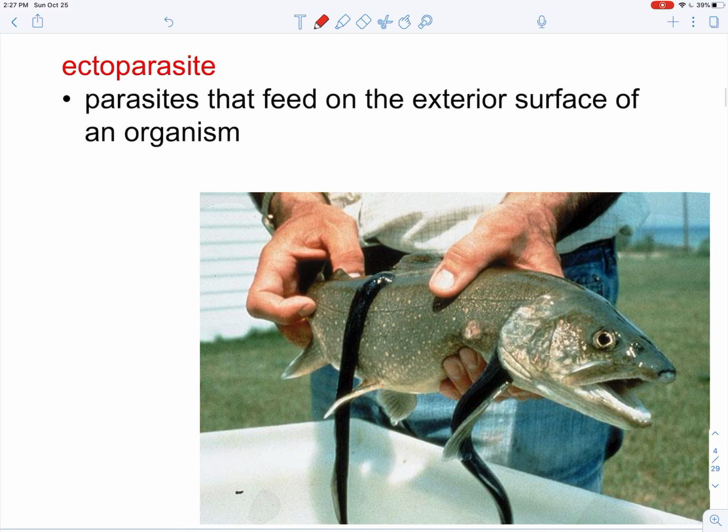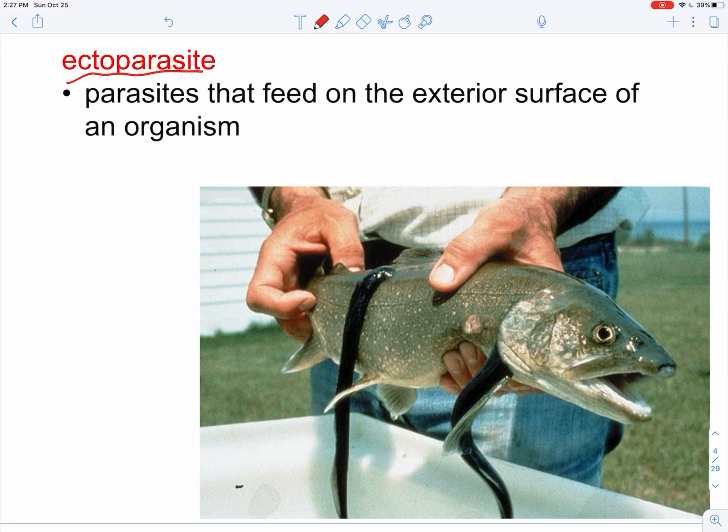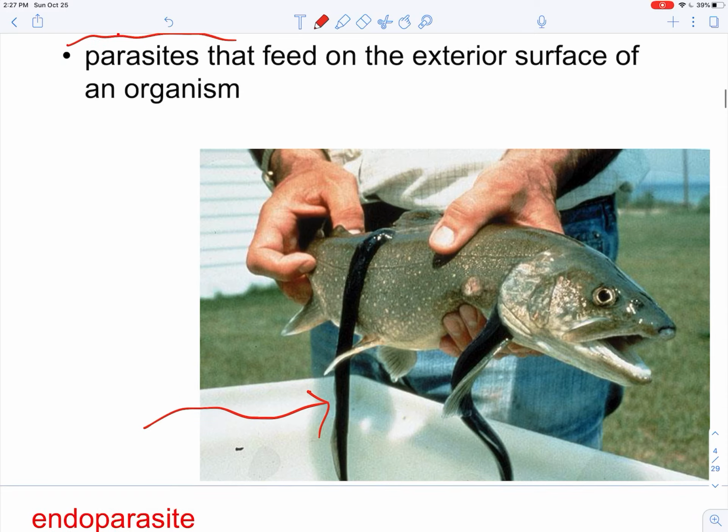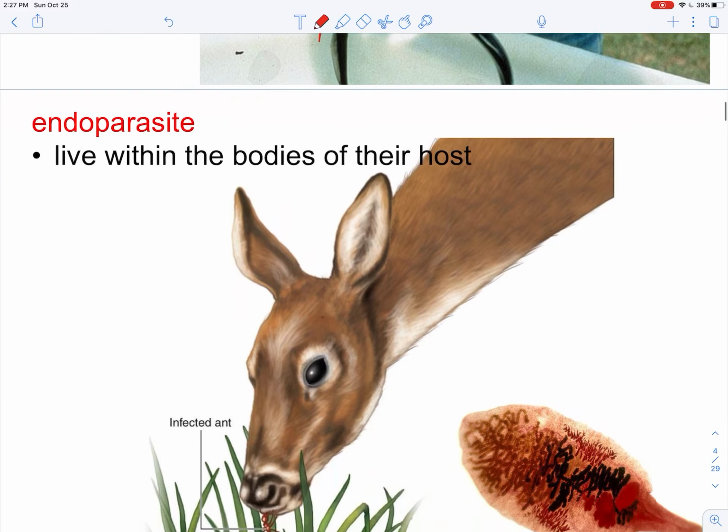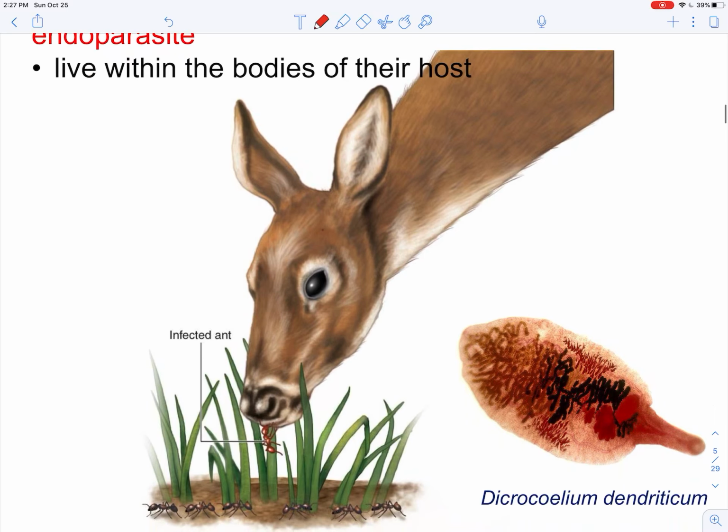So I want to first break down parasites into two different groups. We have what we consider to be ectoparasites, and these are parasites that feed on the exterior surface of an organism. So the example that I'm showing you here, getting back to our sea lamprey that are attaching to the outside of this lake trout and feeding on the internal fluids, is parasitizing as an ectoparasite. Endoparasites live within the bodies of their host.